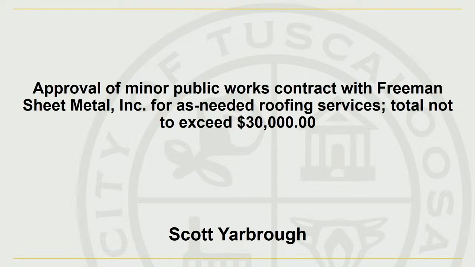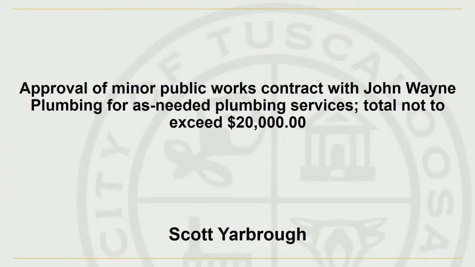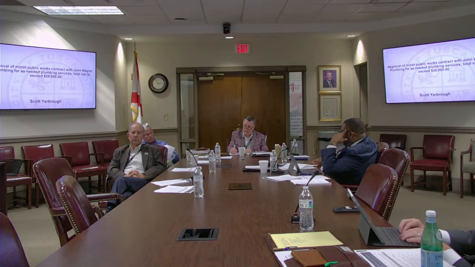Item number 20 is approval of a minor public works contract with Freeman Sheet Metal for as-needed roofing services. Total not to exceed $30,000. Questions for Scott? Motion. Second. Motion and second. All in favor say aye. Aye. Item number 20 is approved. Item number 21 is approval of a minor public works contract with John Wayne Plumbing for as-needed plumbing services. The total is not to exceed $20,000. Questions? Motion. Second. All in favor say aye. Aye. Item number 21 is approved.